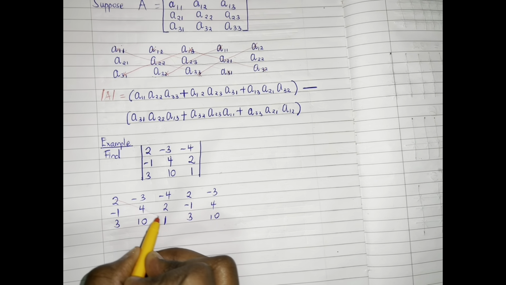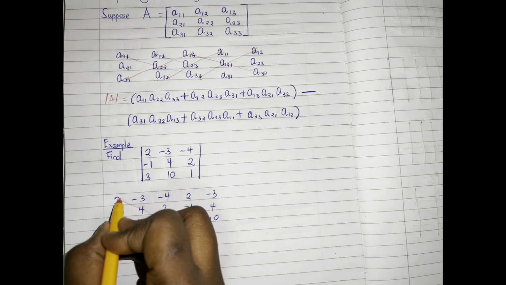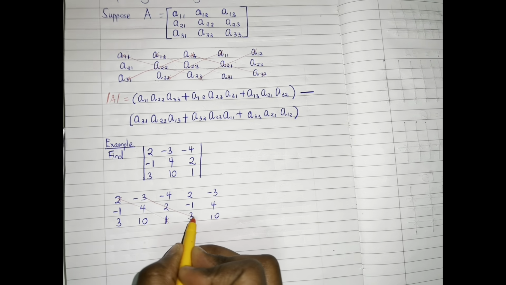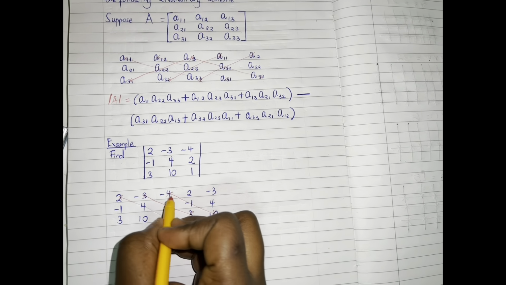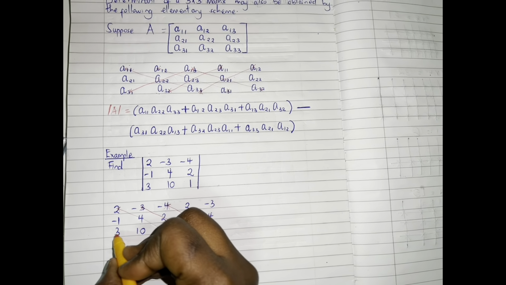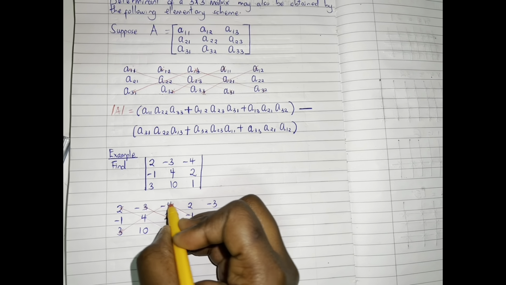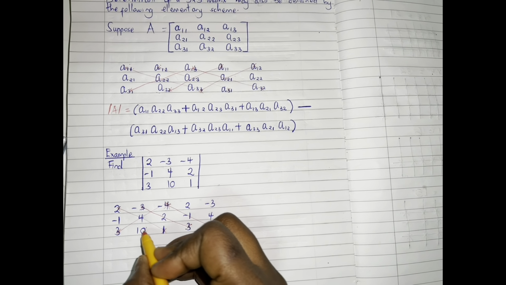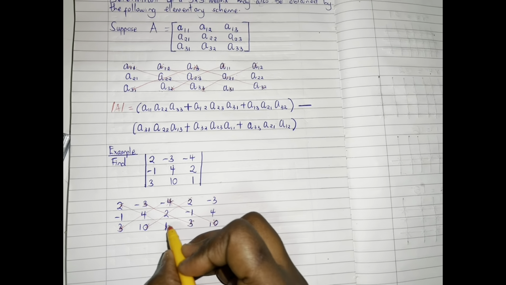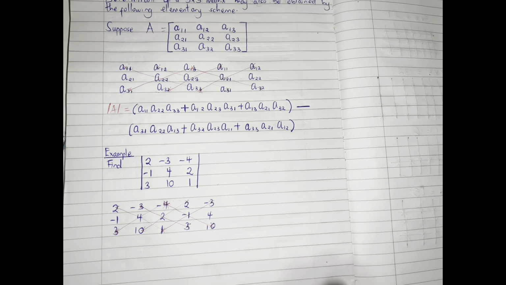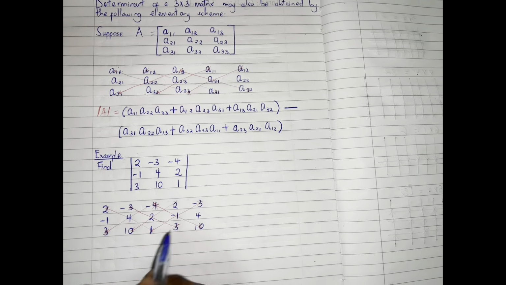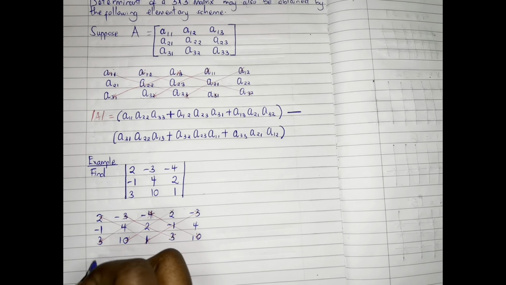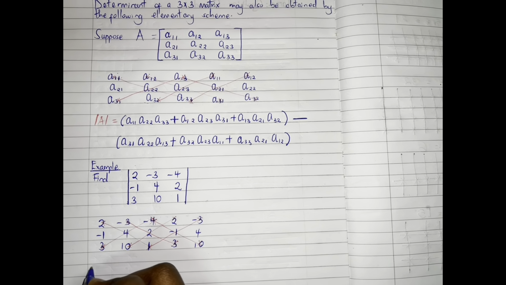Then we're going to cancel diagonally for the rows that form three values diagonally. So there. Then the third row too. We've already identified the values we're going to use, and then we use the above formula.